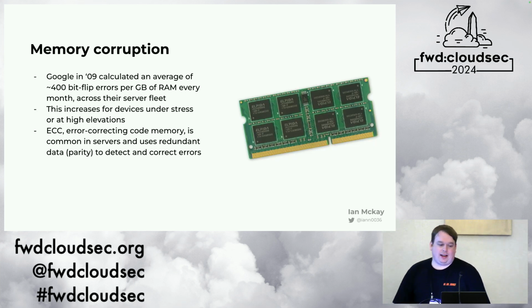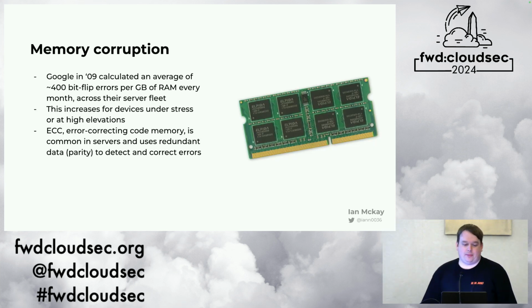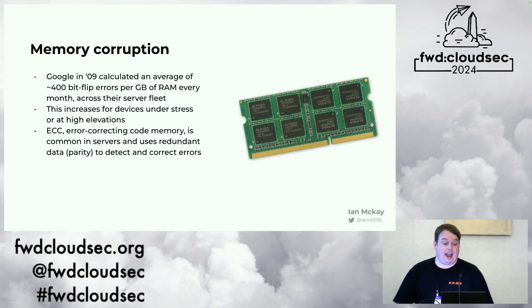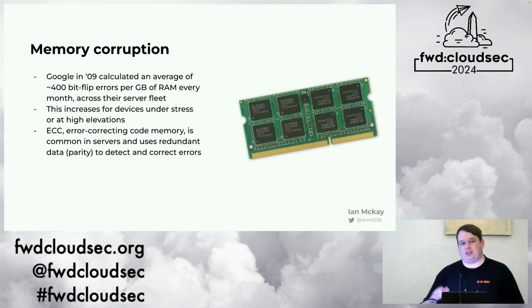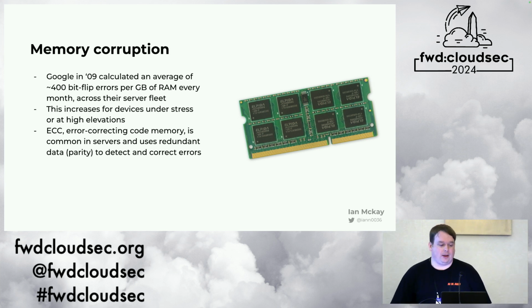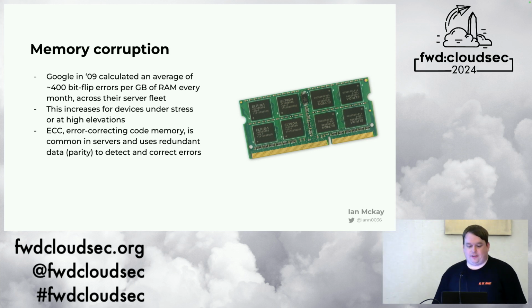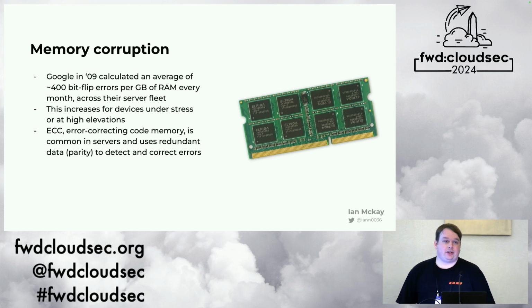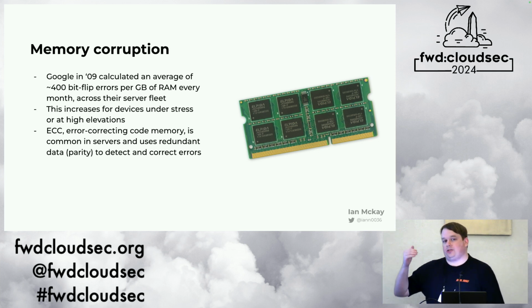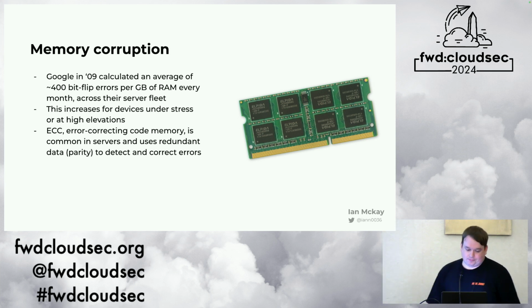Google in 2009 calculated an average of 400 bit flips per gigabyte of RAM every month across their entire server fleet. These numbers are disputed and go up or down depending upon which vendor you talk about. This increases for devices under stress or at higher elevations. So those plane examples I was talking to you about earlier: if you're on a plane cruising at 30,000 feet, you're 30 times more likely to experience one of these upsets.